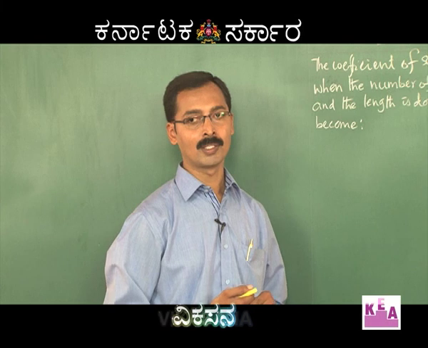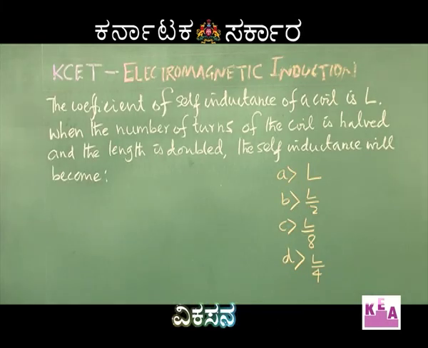Let's solve some problems on self-induction. The coefficient of self-inductance of a coil is L. When the number of turns of the coil is halved and the length is doubled, the self-inductance will become L, L by 2, L by 8 and L by 4.